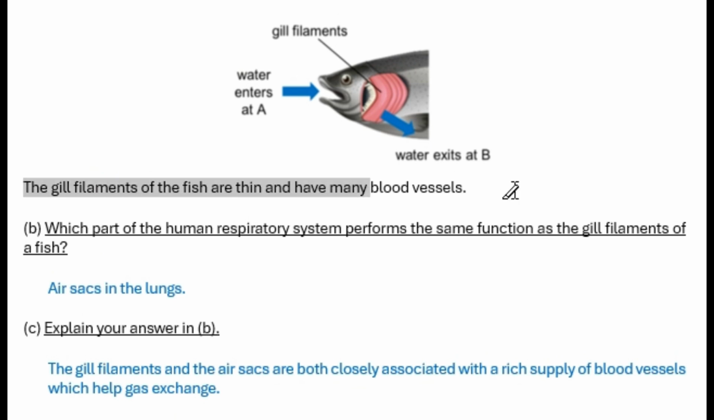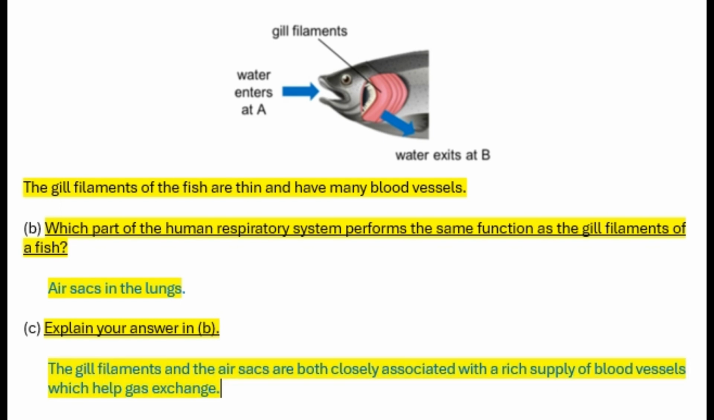The gill filaments of the fish are thin and have many blood vessels. B. Which part of the human respiratory system performs the same function as the gill filaments of a fish? Air sacs in the lungs. C. Explain your answer in B. The gill filaments and the air sacs are both closely associated with a rich supply of blood vessels which help gas exchange.